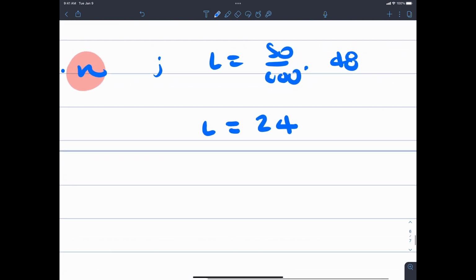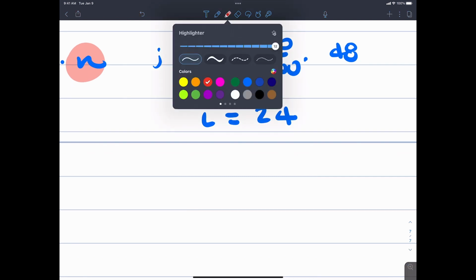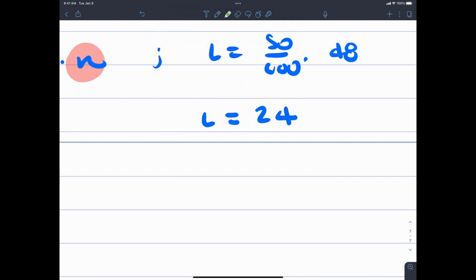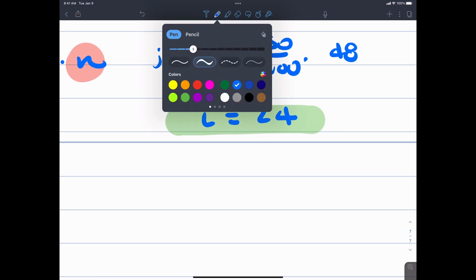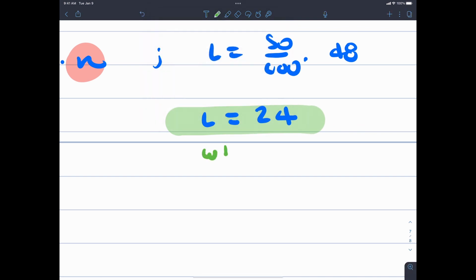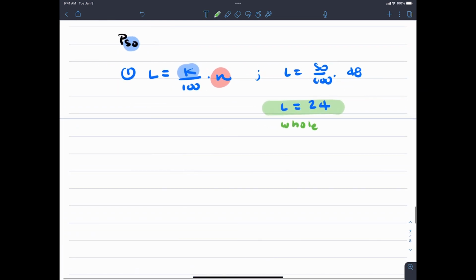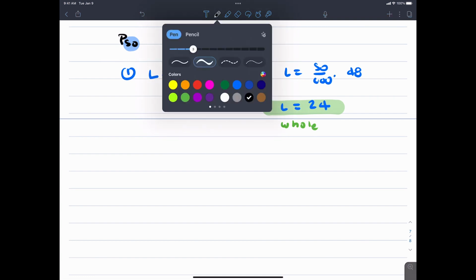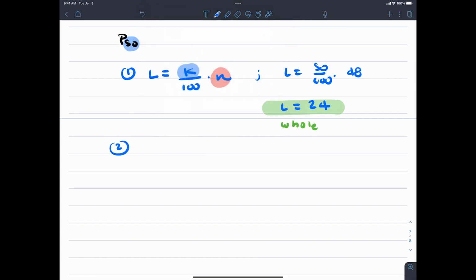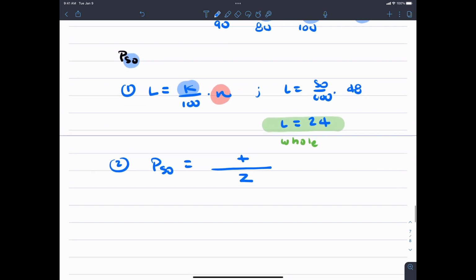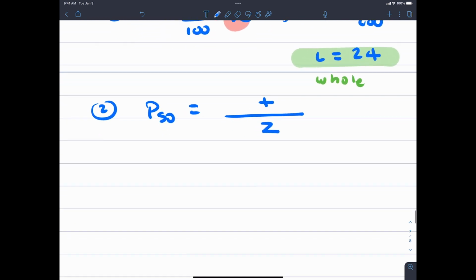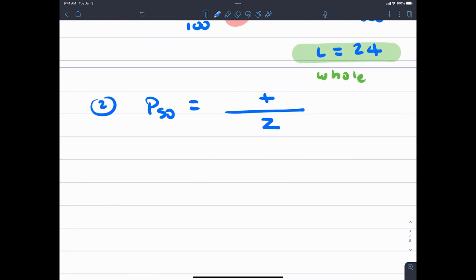Is this a decimal or is this a whole number? A whole number. Good. When it's a nice whole number, how do we get your answer? Step 2 is the answer step. So how do you get the answer now? You're going to say P50 is midway between the 24th and the 25th data value in the sorted list.